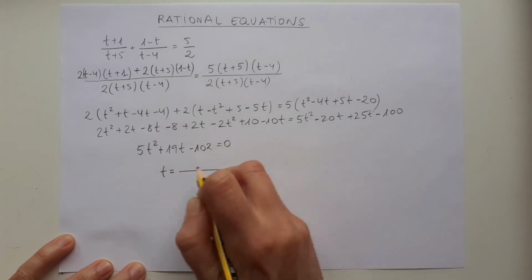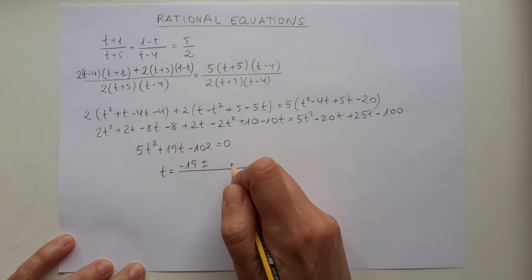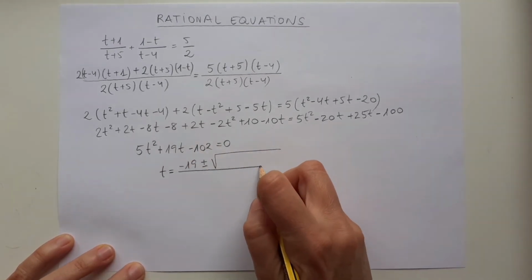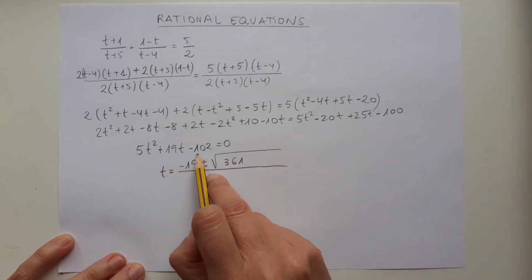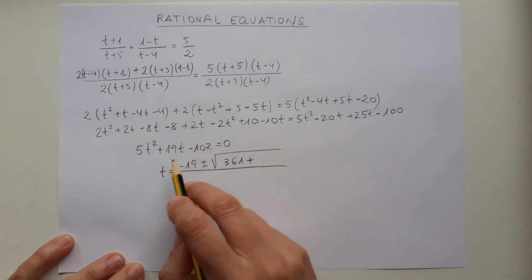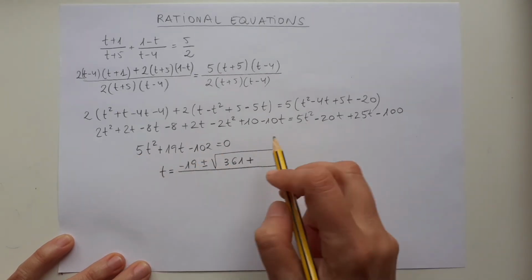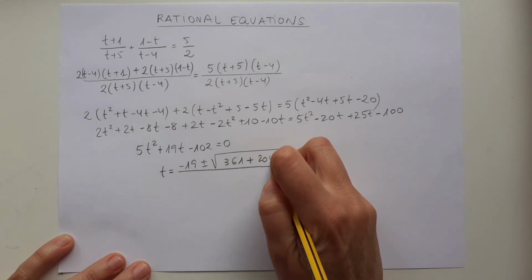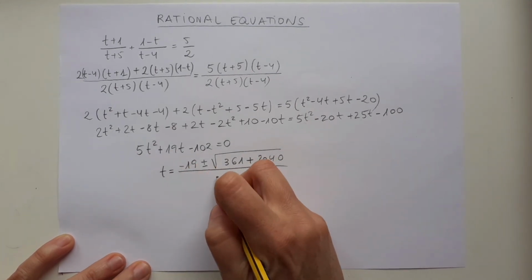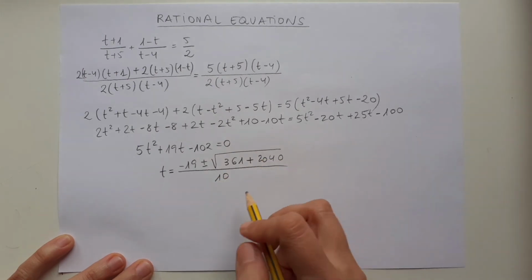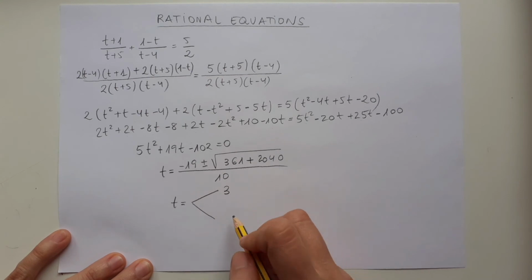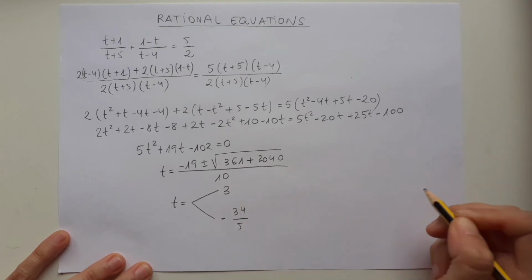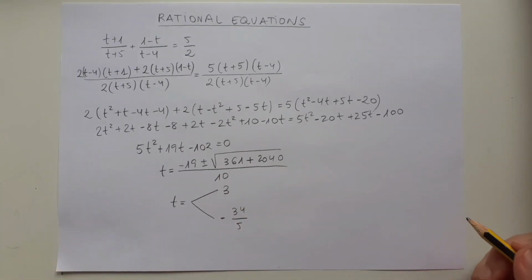That would be negative b, minus 19, plus or minus the square root of 19 squared, which is 361, minus 4ac. That will be positive because negative 4 with this negative becomes positive, and the result is this. All over 2a, 2 times 5, which is 10. If we operate, we will obtain the results 3 and negative 34 over 5.